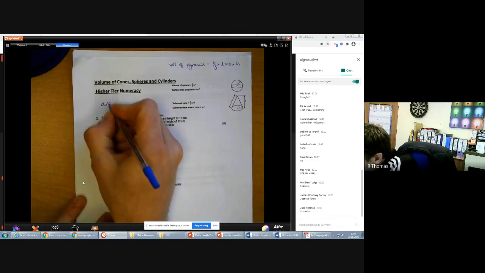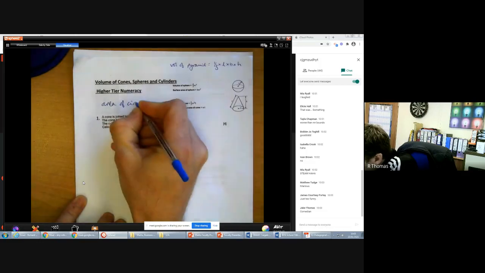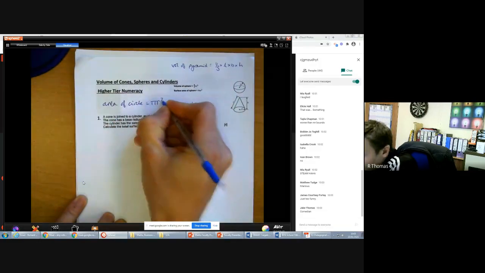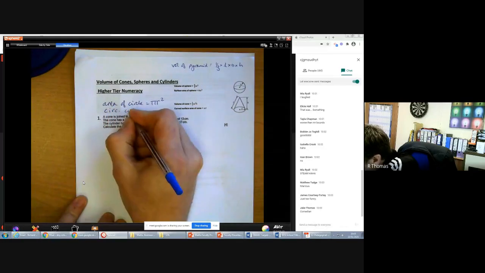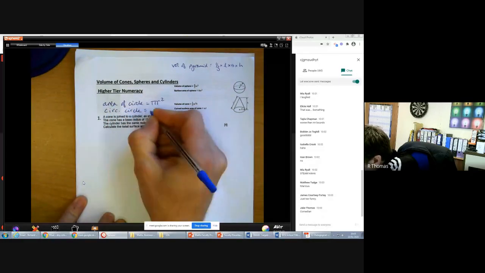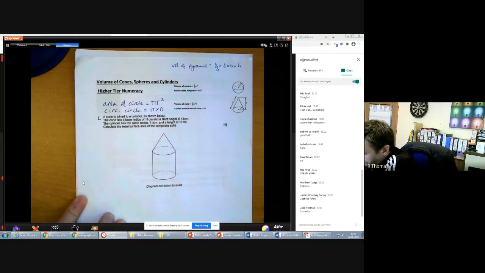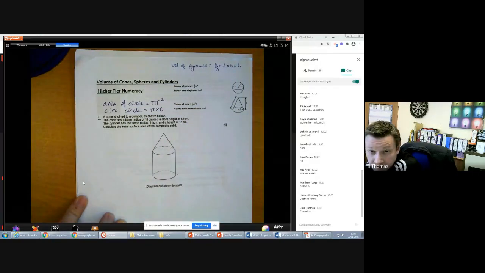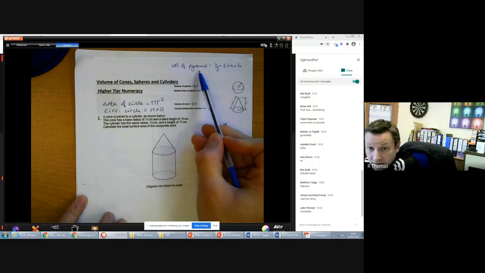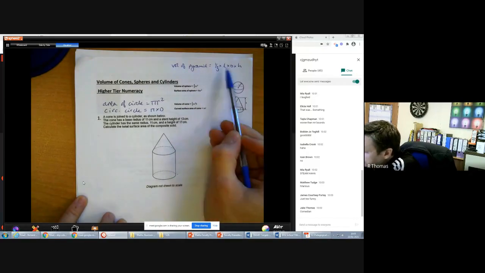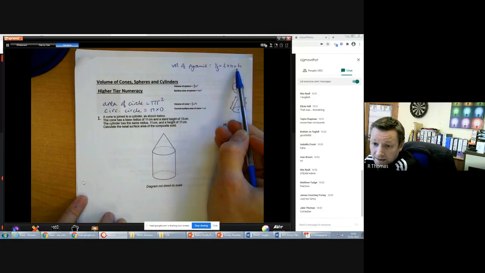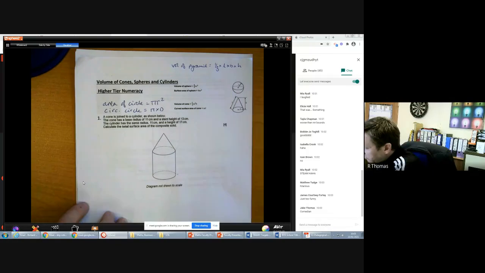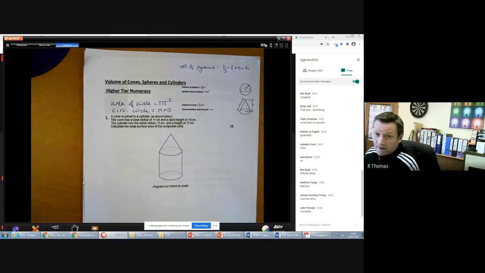So you won't need to memorize them, but you will need to remember that the area of a circle is pi r squared. You will need to remember that the circumference of a circle is pi times diameter. And you will also need to know, especially for your My Maths homework, that the volume of a pyramid is 1/3 times the length times the base times the perpendicular height.